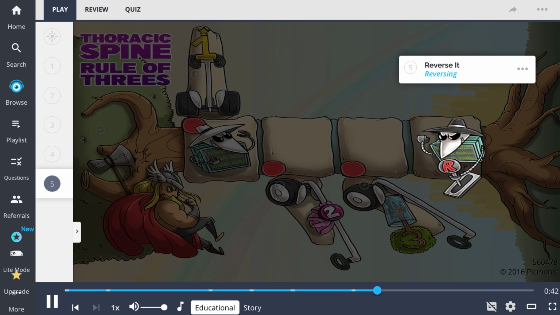T10 follows Rule 3 with its SP 1 full segment below. T11 follows Rule 2 with its SP 1/2 segment below. Lastly, T12 follows Rule 1 with its SP directly in line with its corresponding segment.